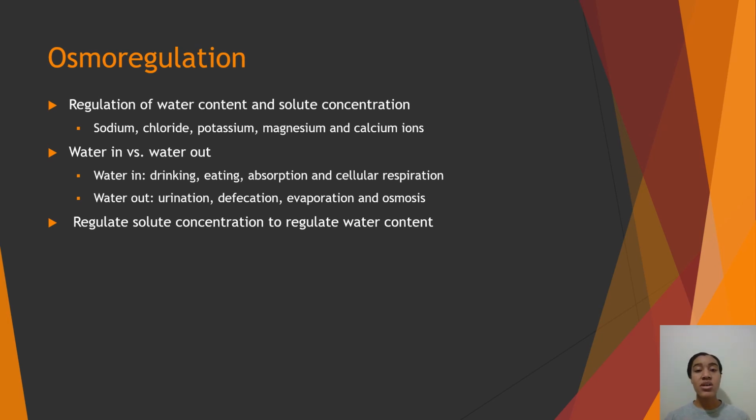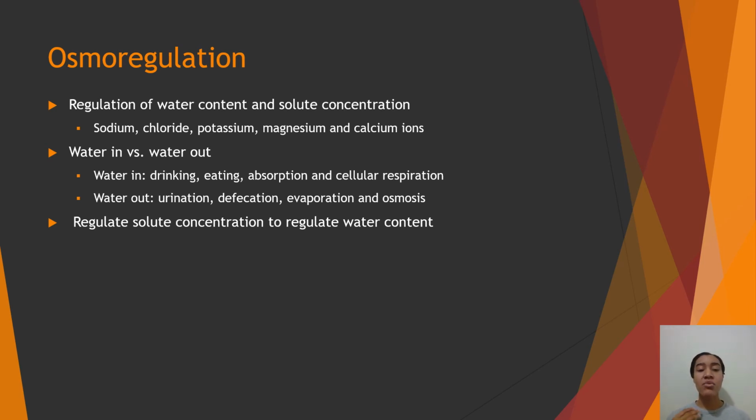And so this is just a clear water in versus water out type of situation. So some ways that we can get water in is by actively drinking water. You can get water through eating. You can get it also from absorption and cellular respiration. And then water out is through urination, defecation, evaporation from sweating, or osmosis. When you're talking, your mouth gets dry, like mine is right now. That's another way of losing water.